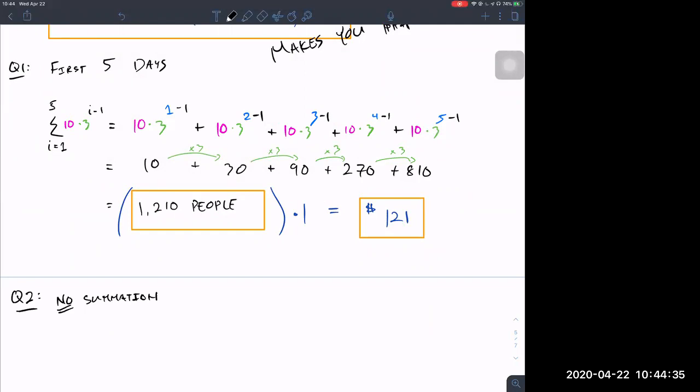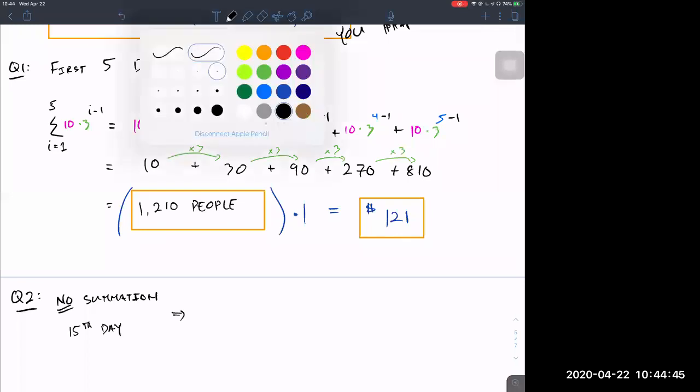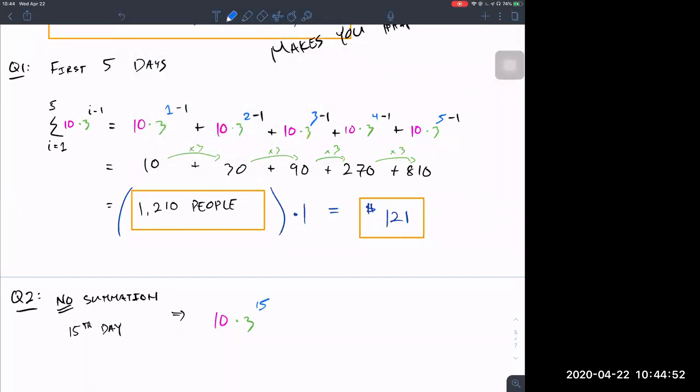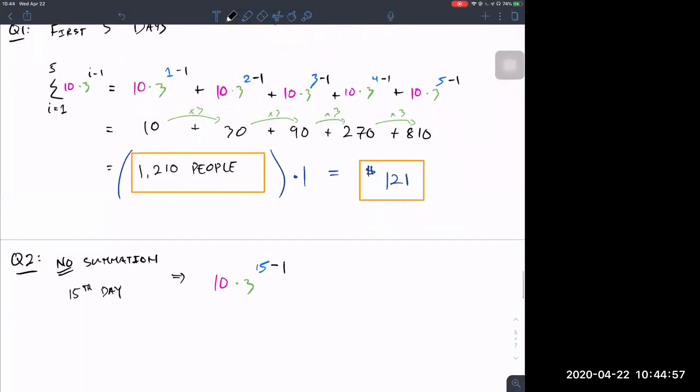Right? Which means that it's the 15th day. So this implies you don't need a summation. You just straight up go for 10 times 3 to the 15th minus 1, and you only do it for 15, right? No adding, no nothing, no anything of that nature. So this is equal to 47 million 29,690 people.